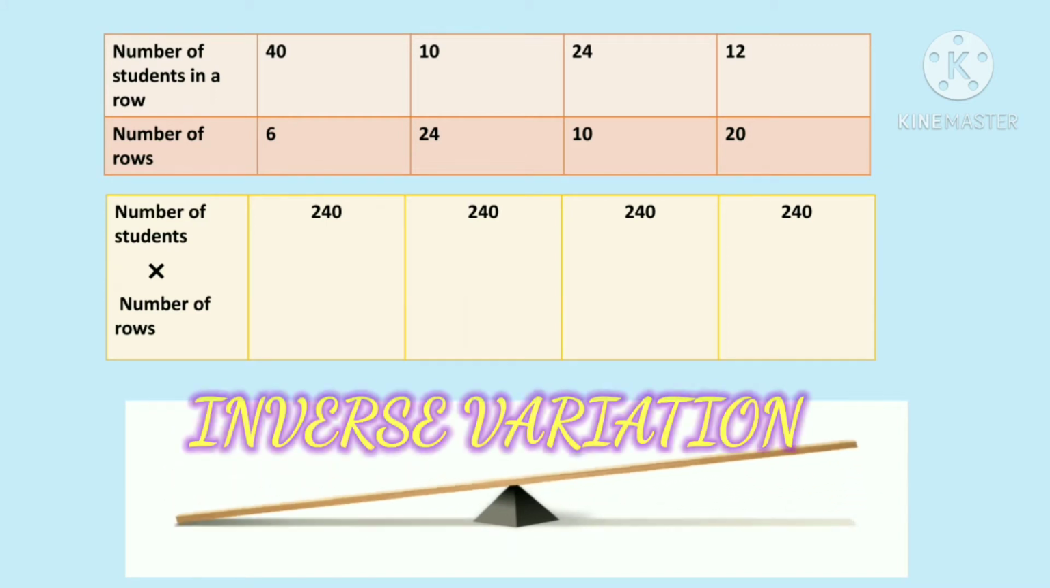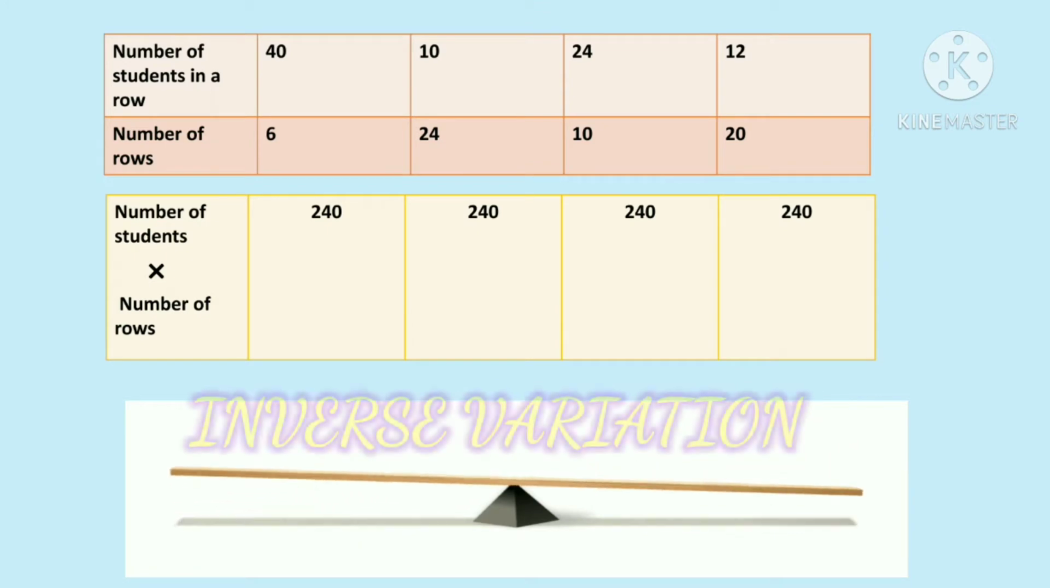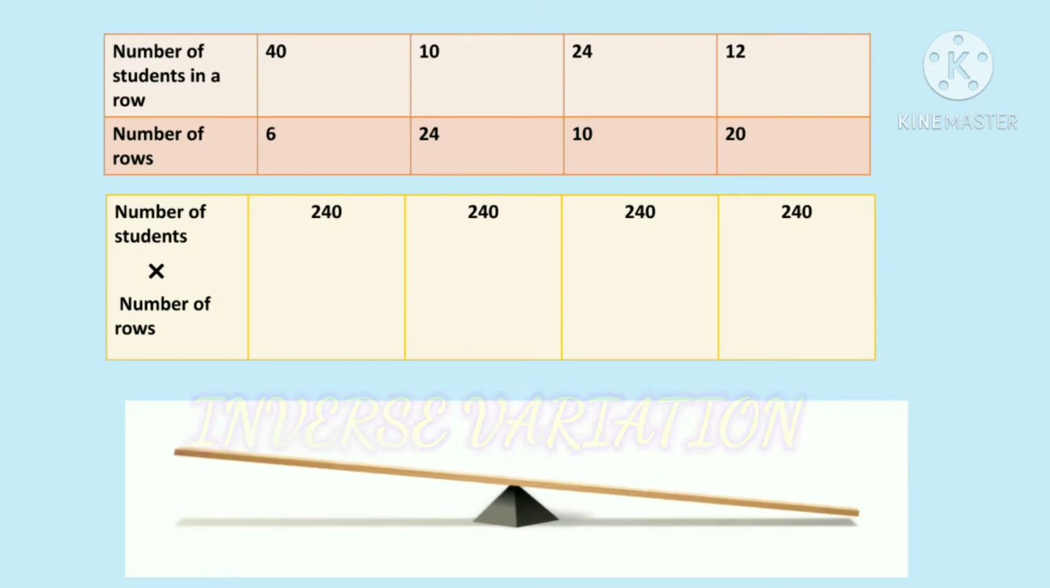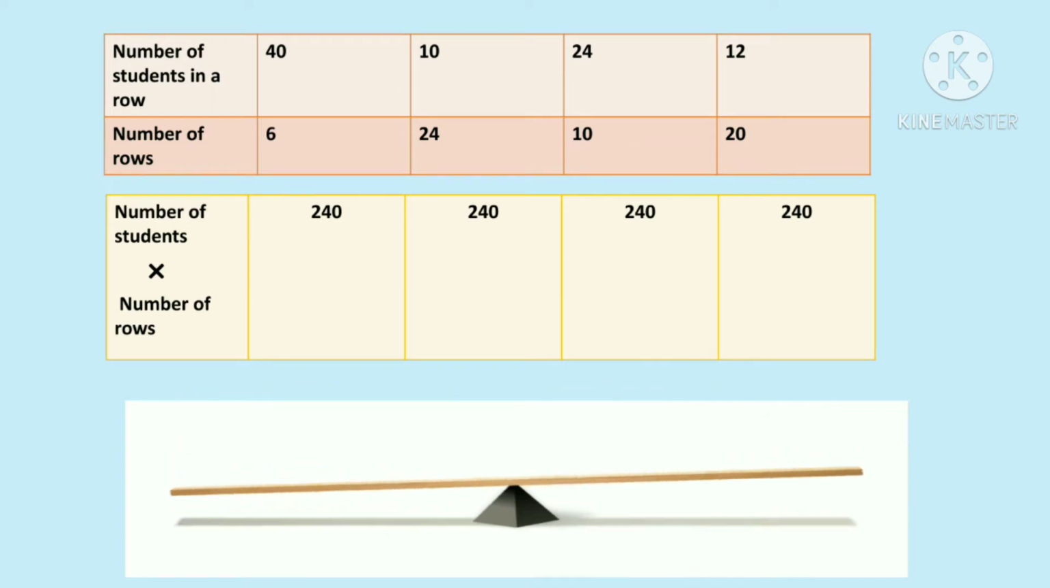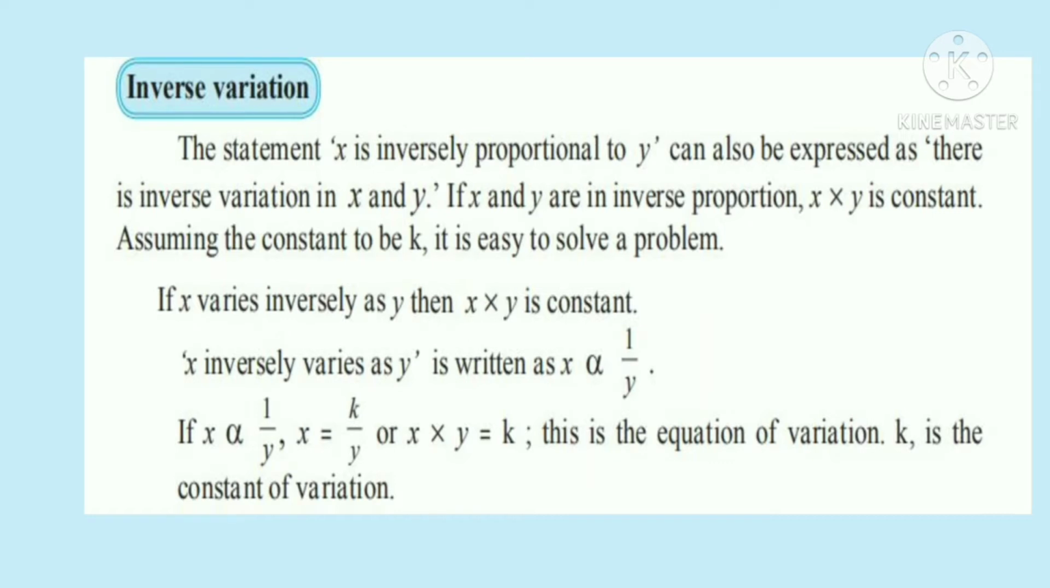Inverse variation is like a seesaw. When one quantity increases, a related quantity decreases. Now let us see the statement of inverse variation. The statement x is inversely proportional to y can also be expressed as there is inverse variation in x and y. If x and y are in inverse proportion, x multiplied by y is constant.